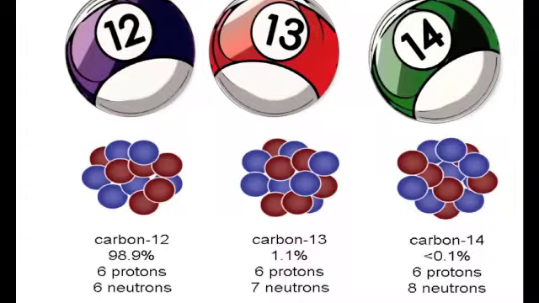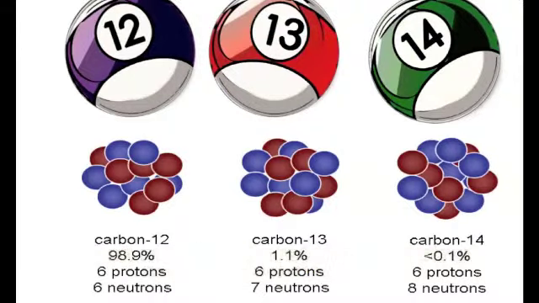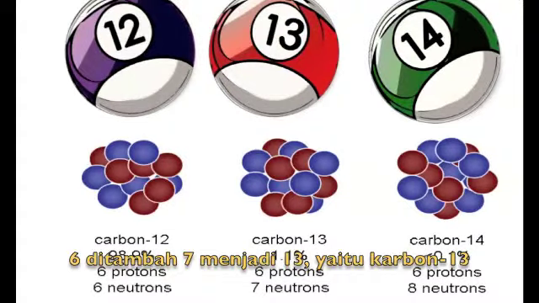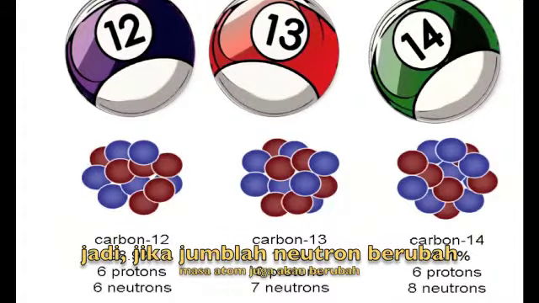You can see the pattern here that 6 protons plus 6 neutrons equals 12, which is carbon-12, and then 6 plus 7 equals 13, which is carbon-13, and then 6 protons plus 8 neutrons equals 14, which is carbon-14. So that proves that if the number of neutrons changes, the mass number also changes.